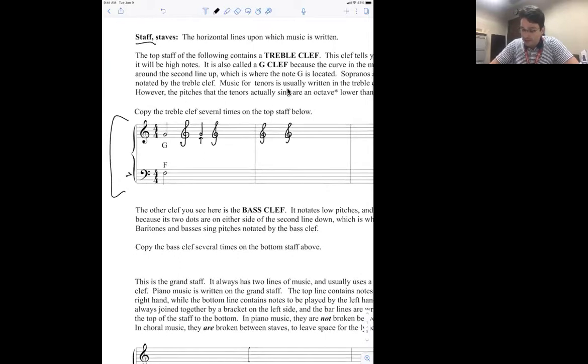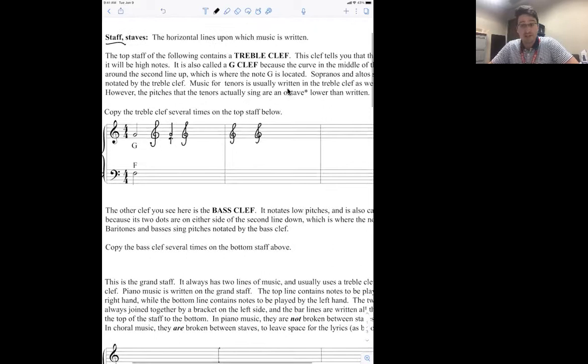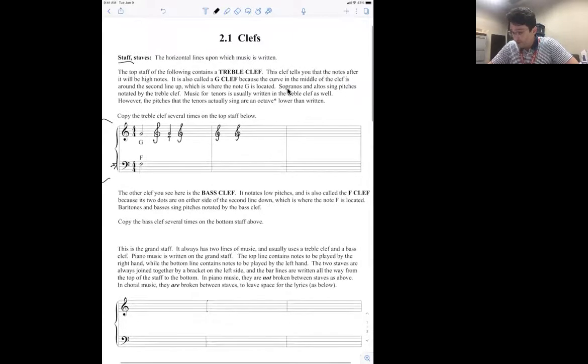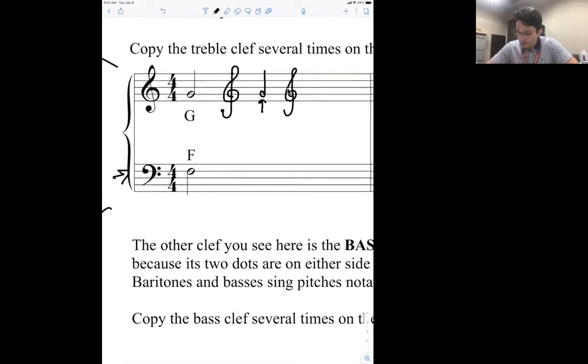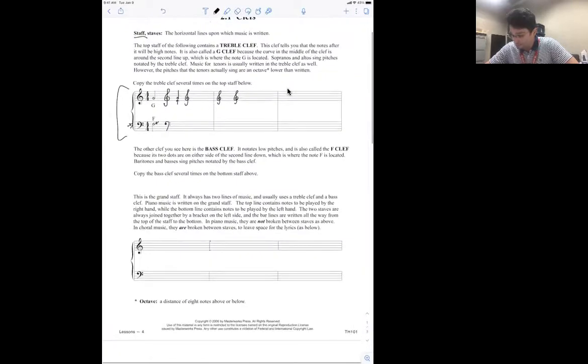Now, looking here, the bass clef, the other clef that you see. It notates low pitches and is also called the F clef because it centers around this note right here, which is F. So that is the 4th line from the bottom. And typically we draw a dot right there. We do a half heart, and then the other 2 dots circle around that line. And that line again is F.